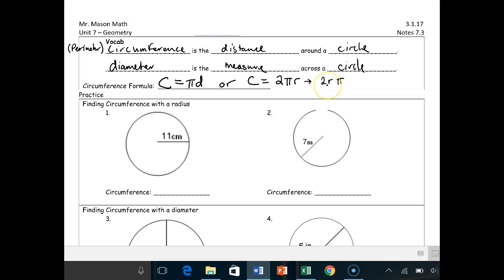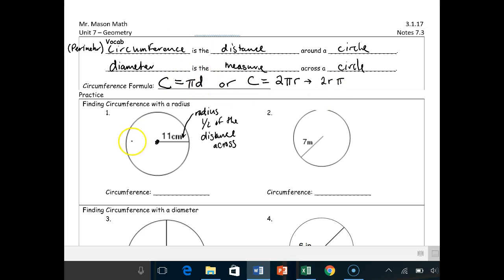2 times the radius. And the reason why we can do 2 times the radius is because this is an example of a radius, right? So a radius is a line segment that goes right to the center of the circle and stops. So it's half of the distance across. And so for the circumference with a radius, we'll probably want to use this 2 pi r, the 2r pi formula, rather than the pi d, because we don't have a diameter.